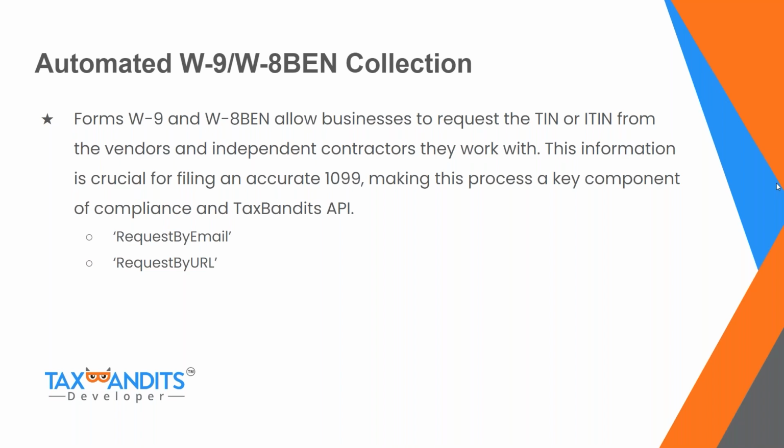Form W-9 and W-8 allow businesses to request the TIN from vendors and independent contractors that they work with. We offer several cool features within this collection process. If your vendors or independent contractors are not all US citizens, you have the option to call a WH certificate endpoint. This endpoint will allow your recipients to select if they're a citizen or a non-citizen, and based on their answer, TaxBandits will generate the appropriate form.